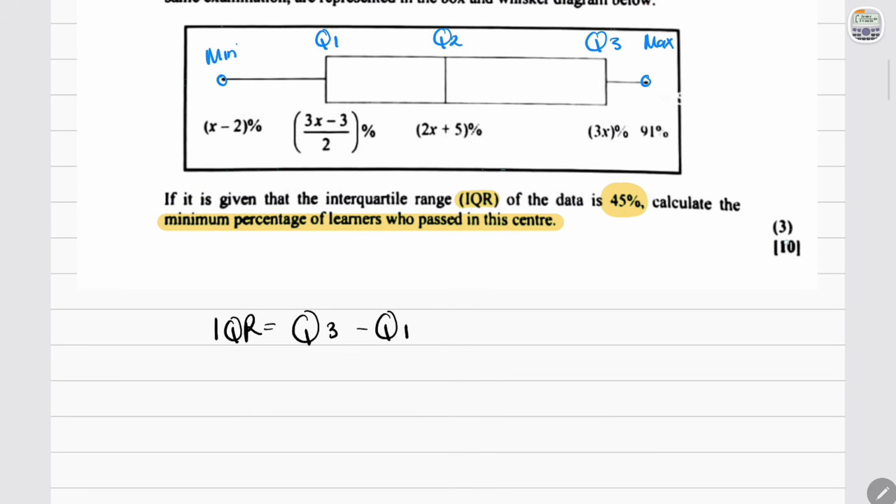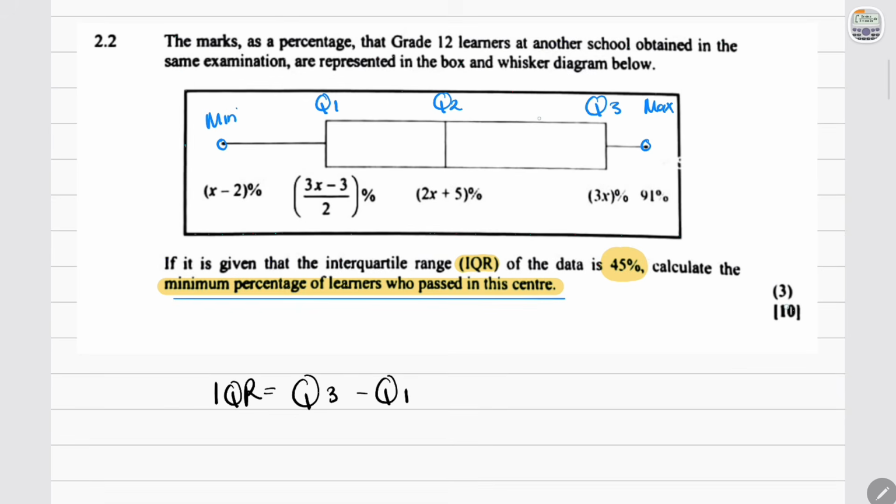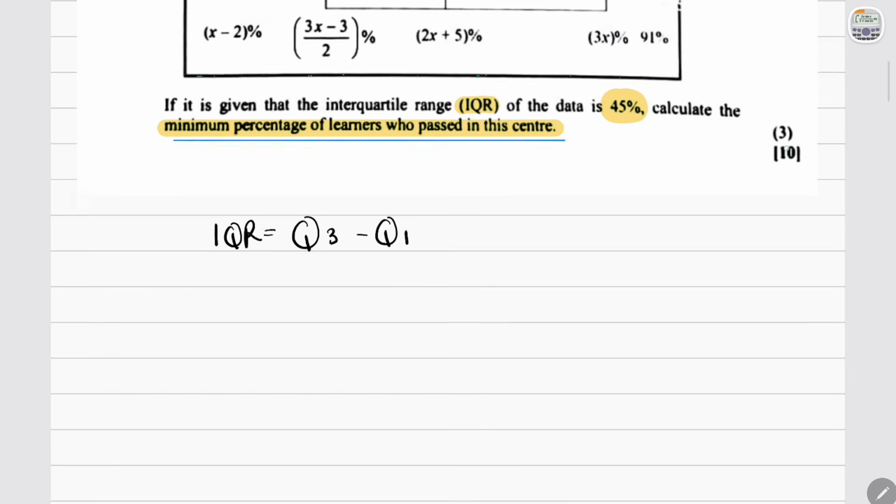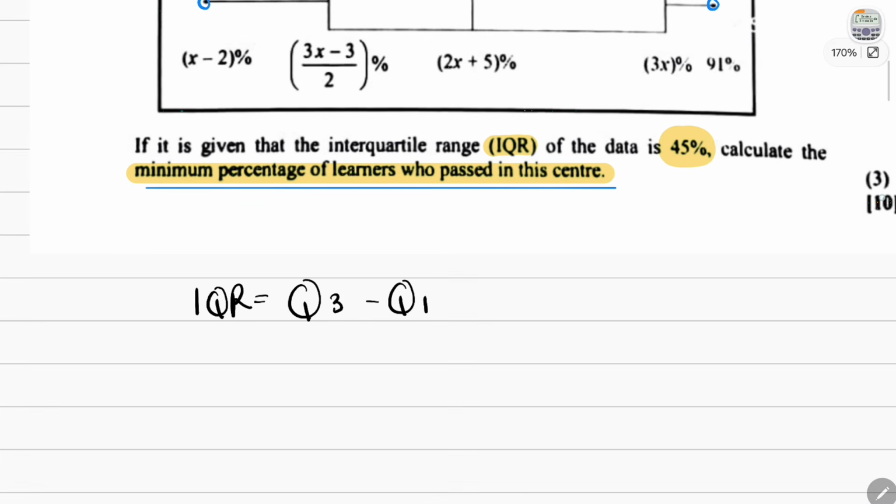What they're asking us to do is to calculate the minimum percentage of learners who passed in this center. Okay, so minimum. I get why they're saying minimum now, because we're using a box and whisker diagram, so you won't be able to find the exact percentage of learners who passed. So to find out the total learners who passed, that's really it. You can just try to block out this word minimum.